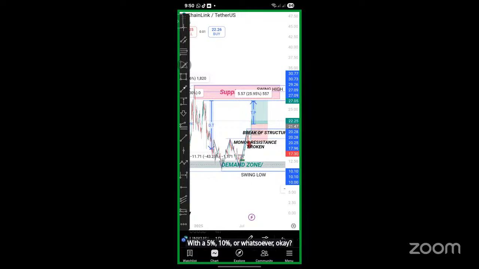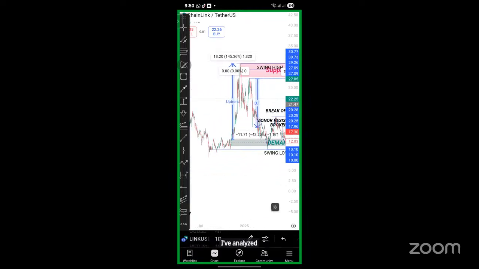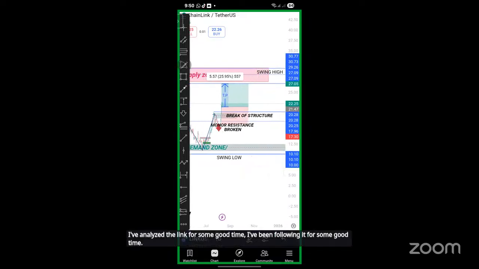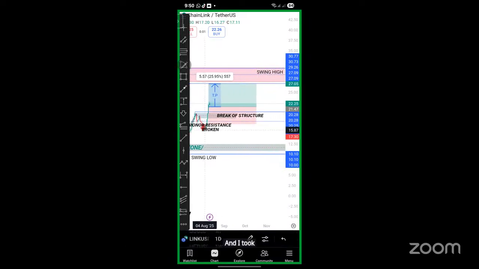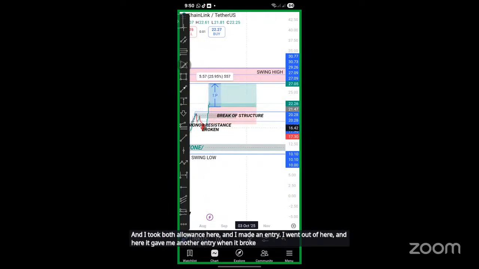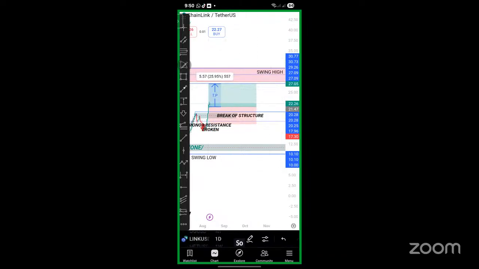When you look at Link, I've analyzed it for some good time. I've been following it for some good time. I took profit around here and I made an entry. I went out of here, and here it gave me another entry when it broke structure. So I expect Link to tap the 27.05 line. Once it taps the 27.05 line, it will be time for me to exit the market and take some profit. And if you are on spot, just relax. Let it ride up to there. From here, it may retrace a little bit, but still it will make up to 25% and even more.